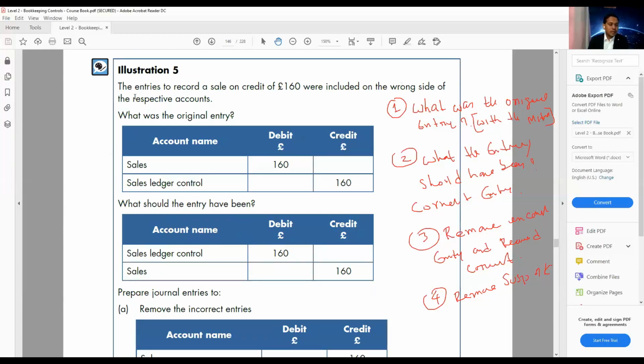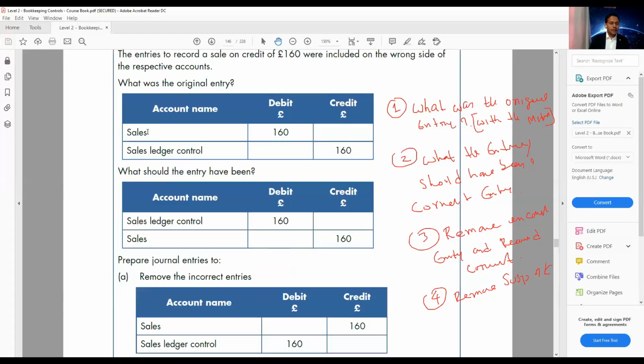Illustration 5. The entries to record a sale on credit, so credit sale, were included on the wrong side of the respective account. So you see, if I make a credit sale, the journal has to be sales ledger control debit and sales credit, isn't it? If I create the credit customer, then sales ledger control is debit and sales is credit. But what we have done here is sales debit and sales ledger control credit. So I'm making the opposite. I said sales is debit, but actually sales is not debit, isn't it? So I made a mistake. I reversed it. If I reverse it, I have to make the correction, isn't it?